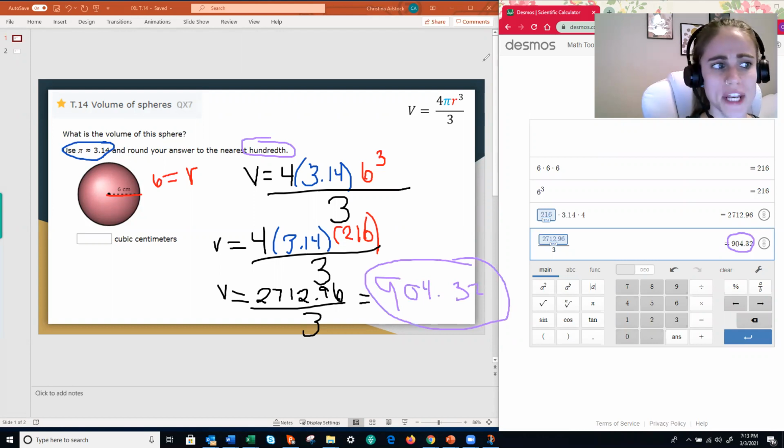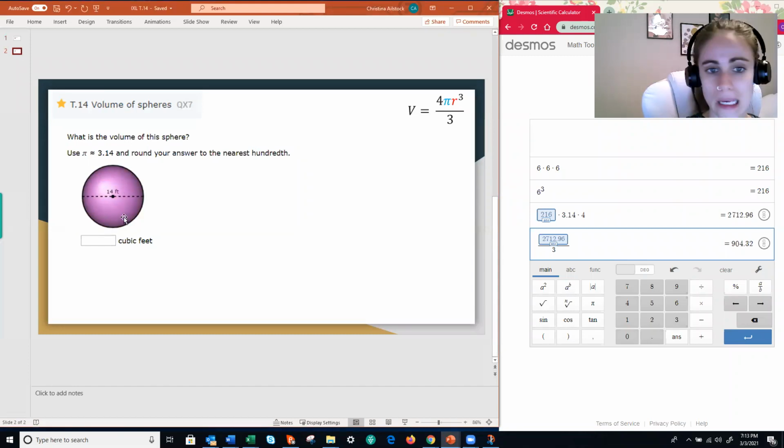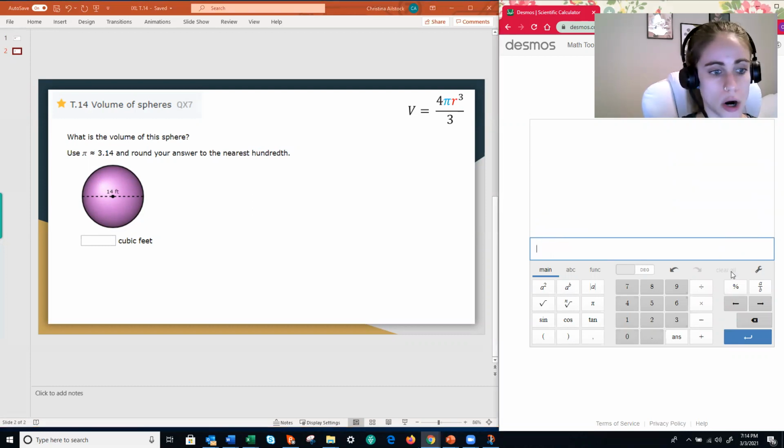Let's do one more problem. All right, we got another sphere here, and once again, we're being asked to use the volume. Our very first step is to identify the information we are given. And the biggest trick here is, do they give you the diameter or do they identify the radius? Which is it?